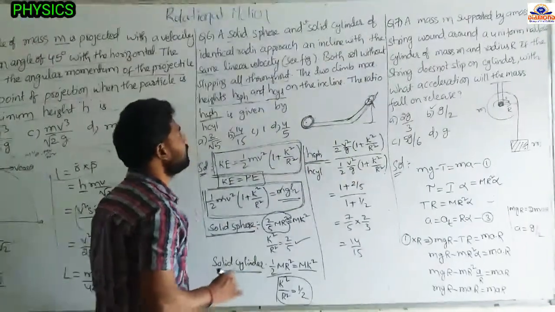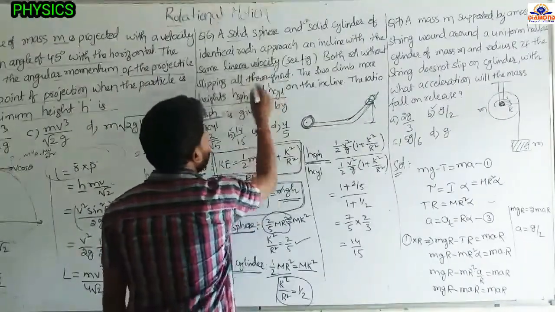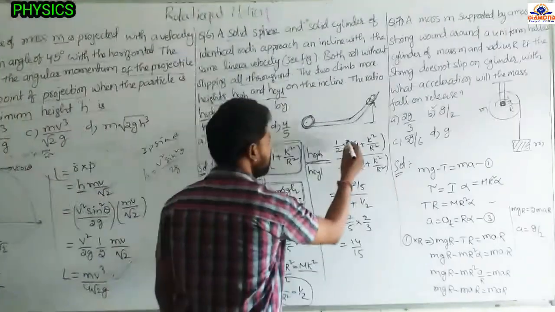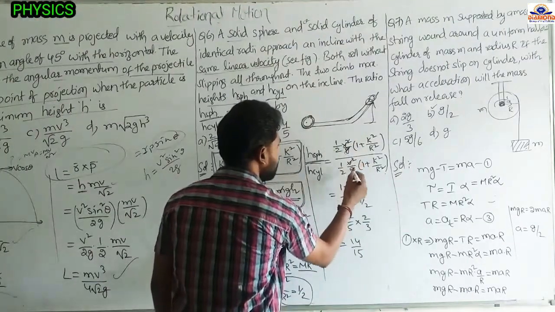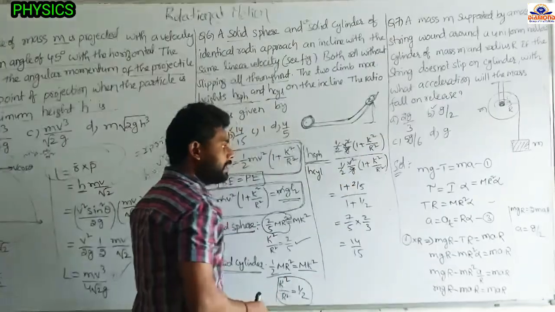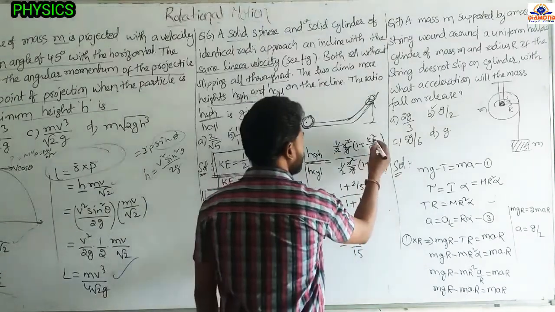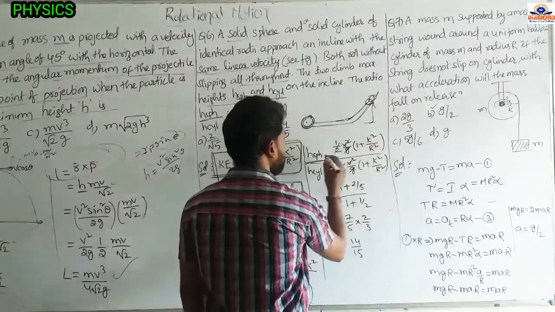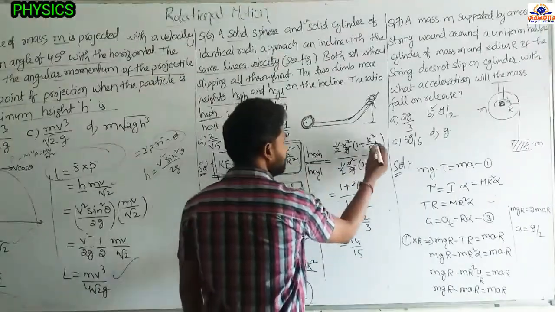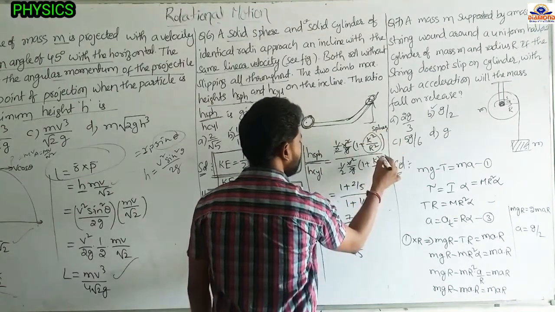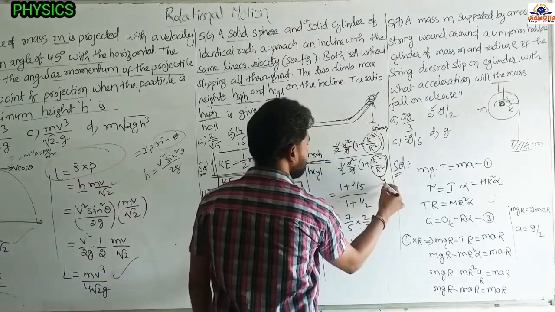Next, here both have the same linear velocity. Both are approaching the inclined plane with the same linear velocity. So this will be cancelled out, g will be cancelled out, half will be cancelled out, and what remains is 1 plus k square by r square over 1 plus k square by r square. The numerator 1 plus k square by r square is for the sphere, and the denominator 1 plus k square by r square is for the cylinder.